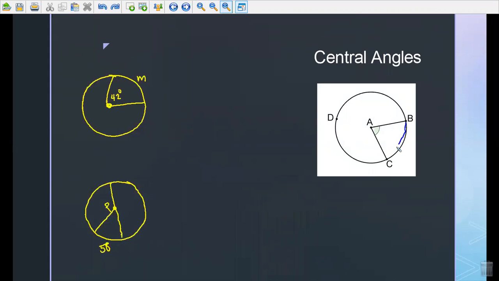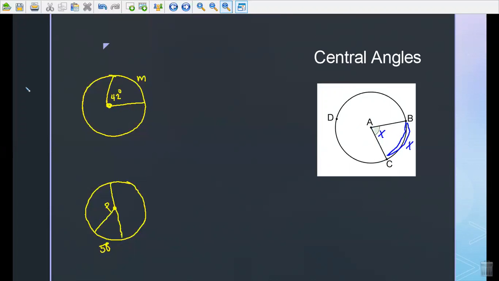So what that means is this central angle A, if I were to call that X, that means that my arc here is also X degrees, okay? And if you remember, our arcs are all going to add up, going all the way around the circle, to 360 degrees. Same thing with the angles inside the circle. They're going to add up to 360 degrees, which is why the central angle is the same as what we call the intercepted arc, or the arc that it opens up to.